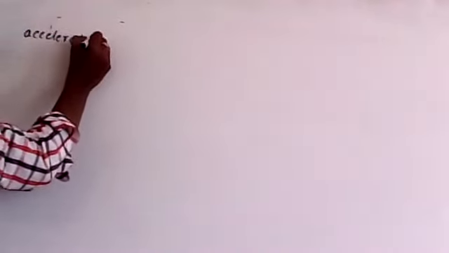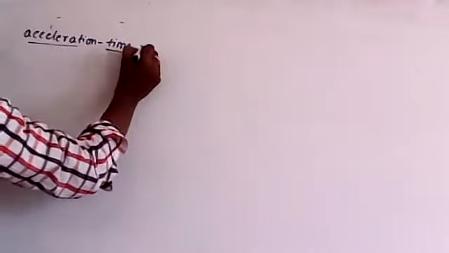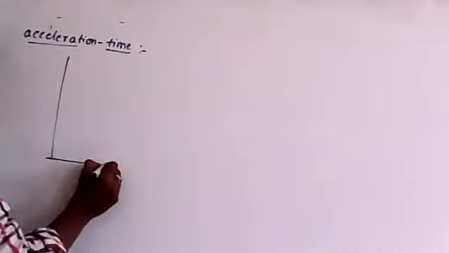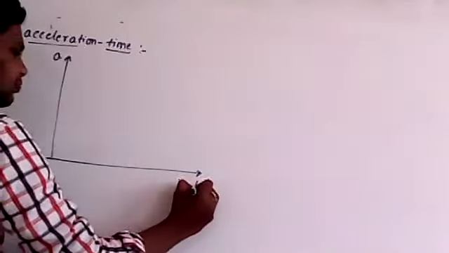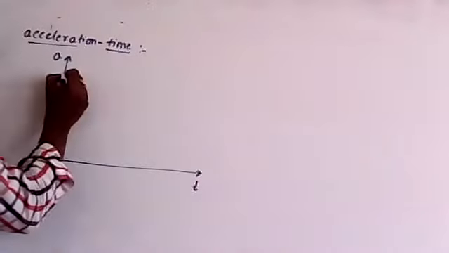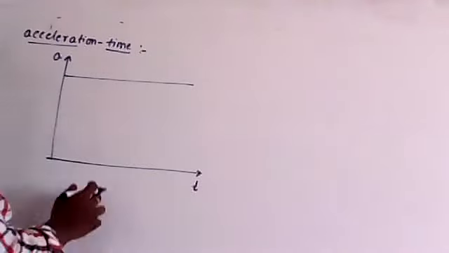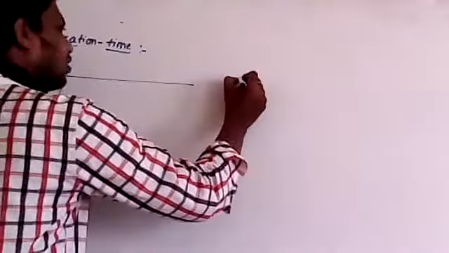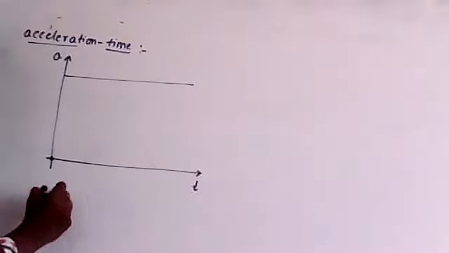So, acceleration time graph. A graph is drawn between acceleration and time like this. For example, if I take acceleration on the y-axis and time on the x-axis, let us consider the graph like this. Which means that here acceleration is uniform. So this is the graph for uniform acceleration.